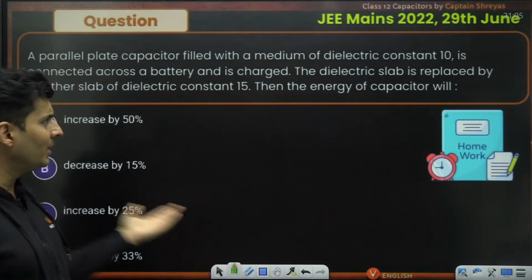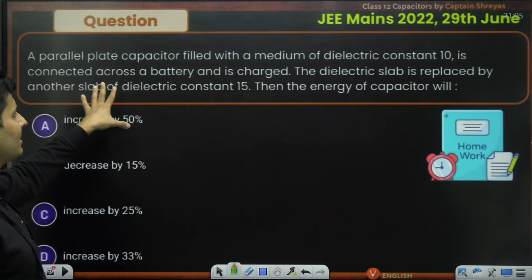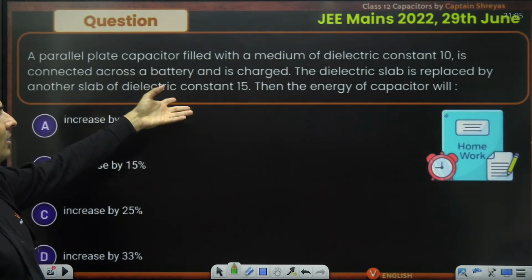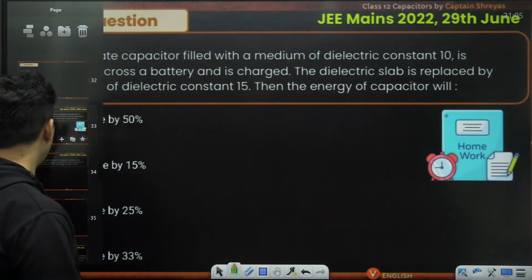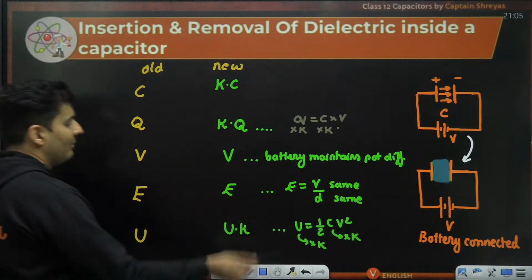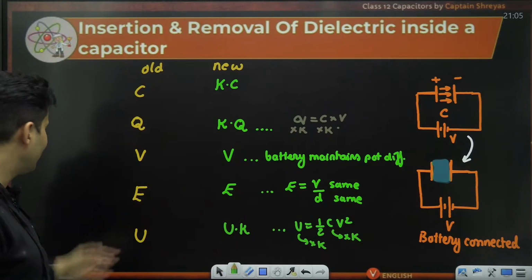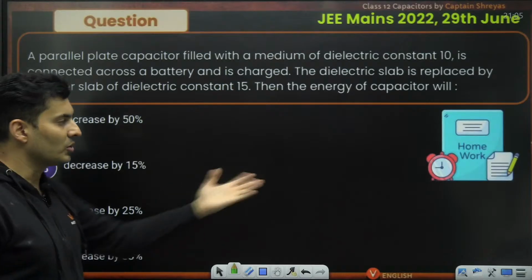The previous year paper question is a beautiful question on a similar concept. You have some medium, and a battery is connected across it. If you put a slab in, what will be the new energy? Pay careful attention to what happens when the battery is connected and what happens to the energy. If you understood it here, 100% you will be able to solve this question also.